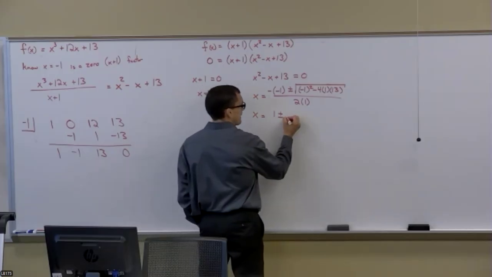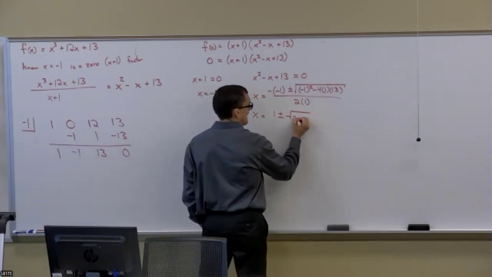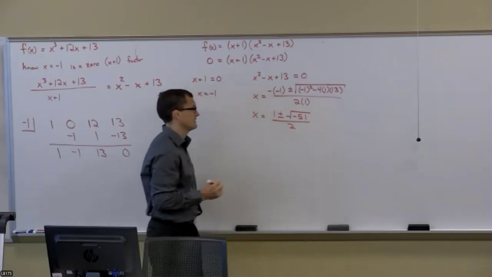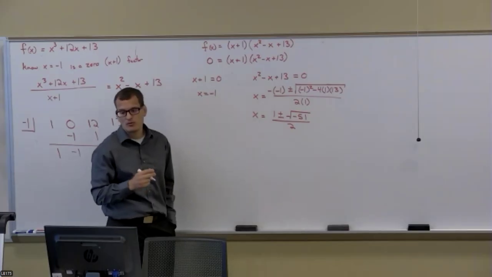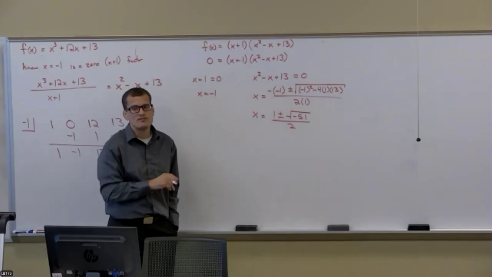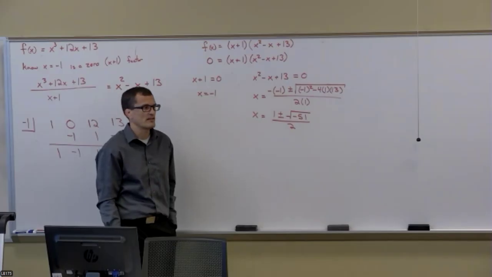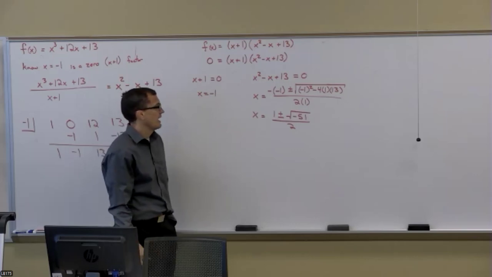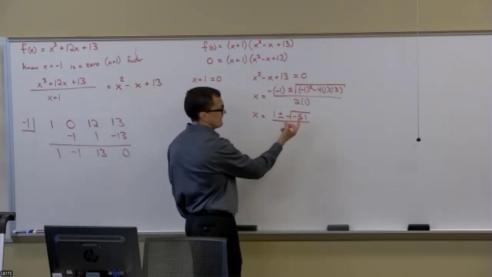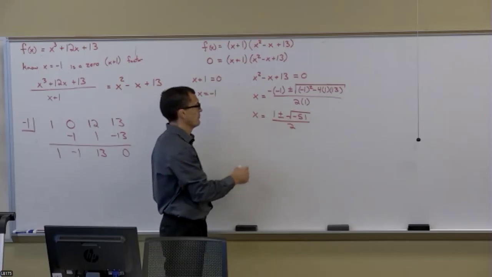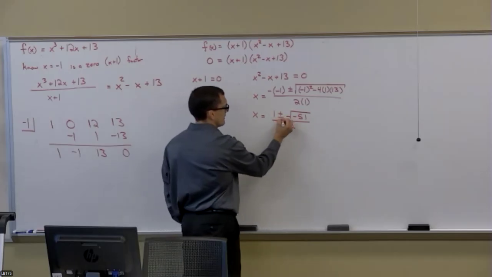We get the square root of -51 in parentheses, and then divided by 2. Well, 1 plus or minus the square root of -51, divided by 2. 51 is not a perfect square. In fact, it doesn't even have any factors that are perfect squares, so I can't simplify that at all. Except the square root of the negative is the i, right? So I'll pull an i out, pull the negative out, put it as an i.